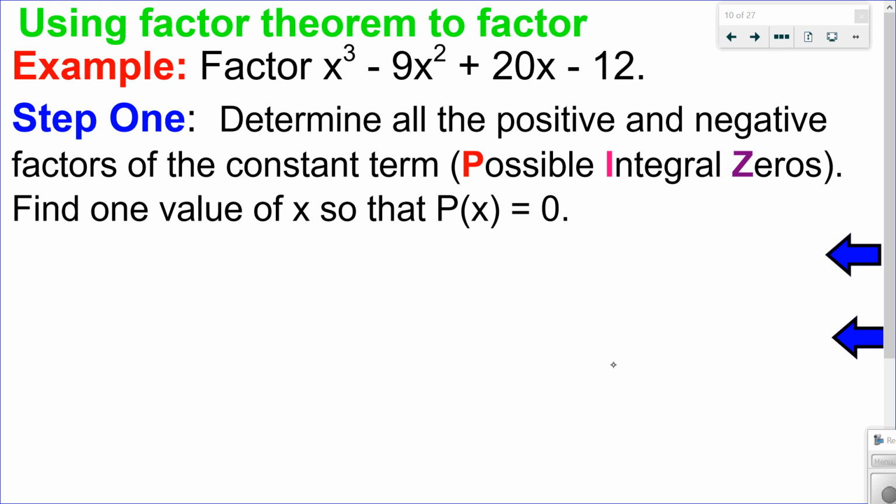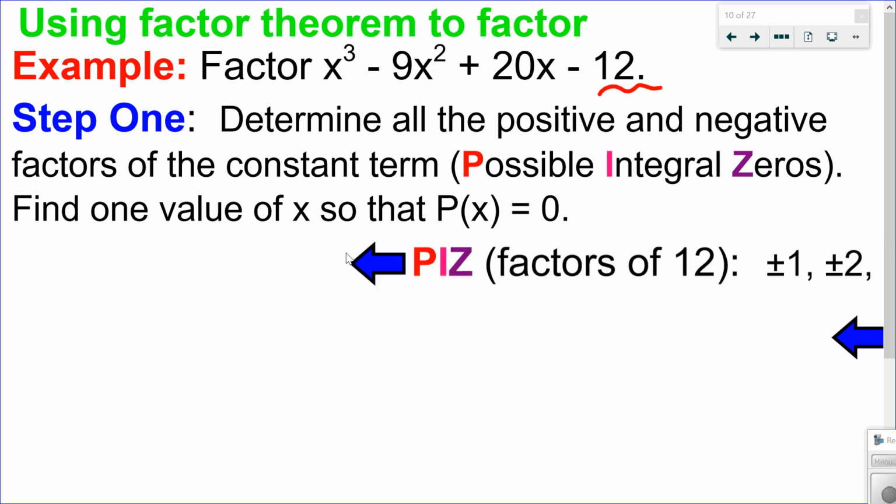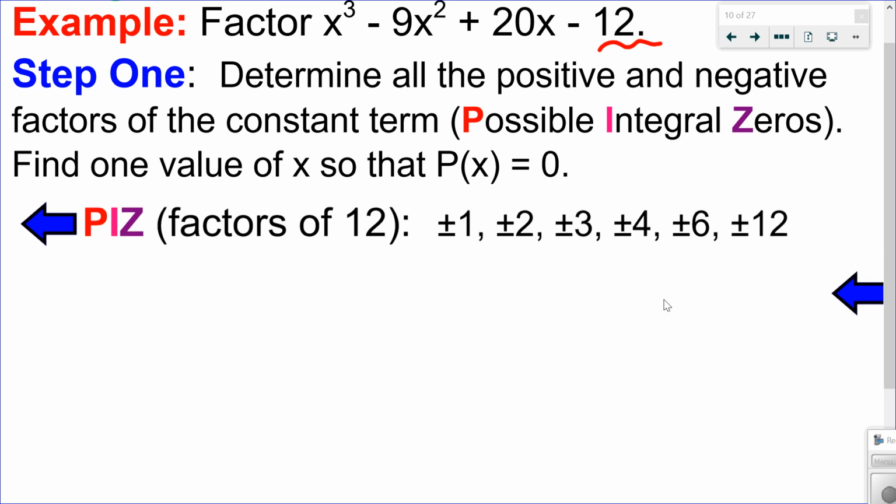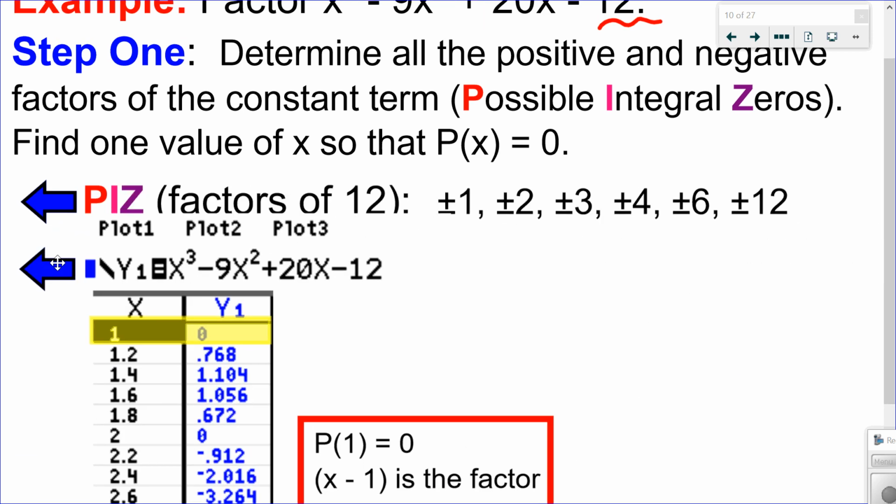Okay, so let's use the factor theorem to now help us factor. So what we're going to do is determine all of the potential integral zeros. Those are all the positive and negative factors of the constant term 12, for example, here. And we just have to find one value of x that makes it equal to 0. So here's all my potential integral zeros, all the factors positive and negative of 12. So all I have to do is plug in and find the right one that works. Or to be a little bit more efficient, let's put this into our calculator and look at the table value to help us. So that's exactly what I'm going to do.